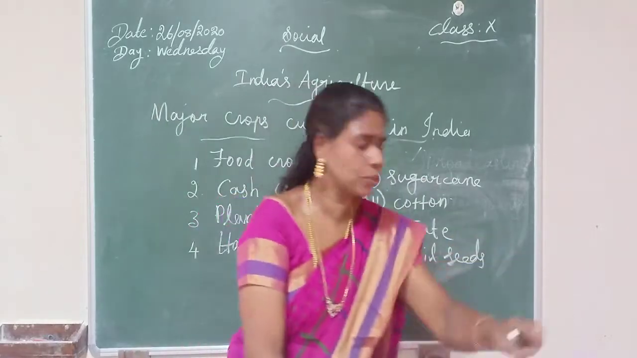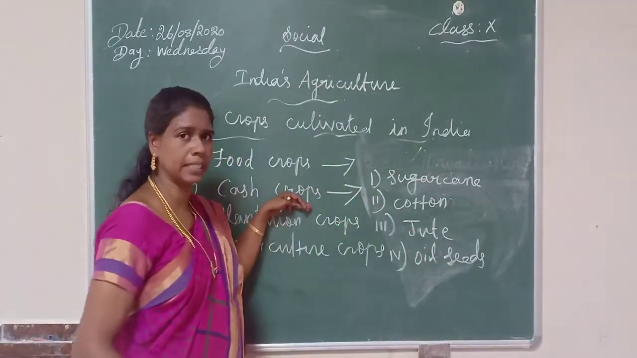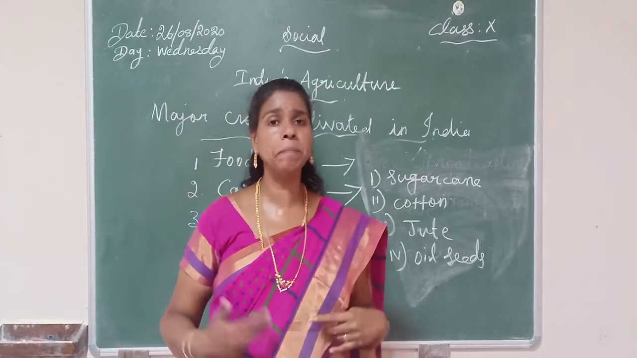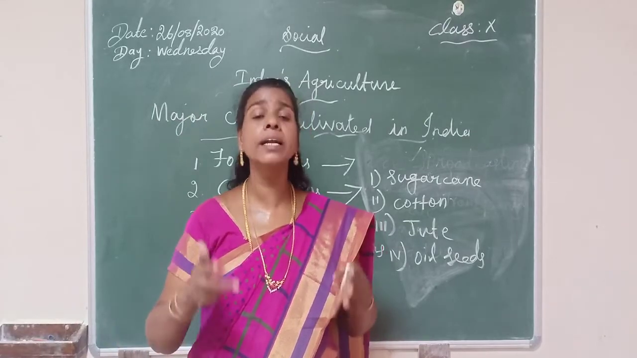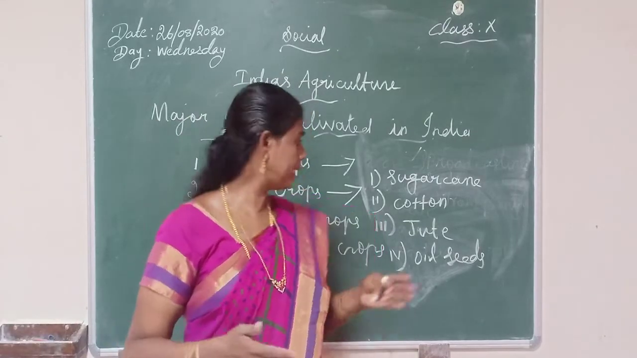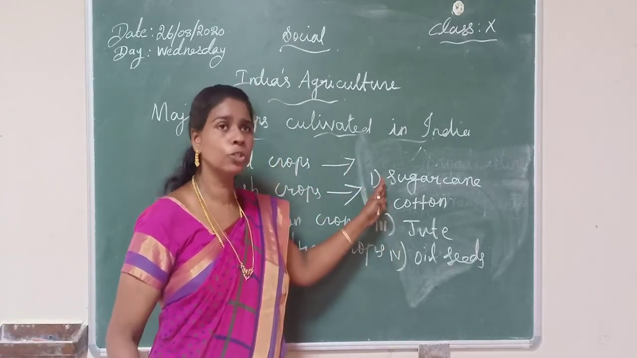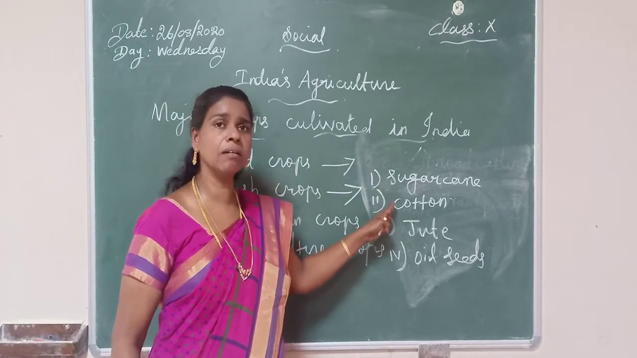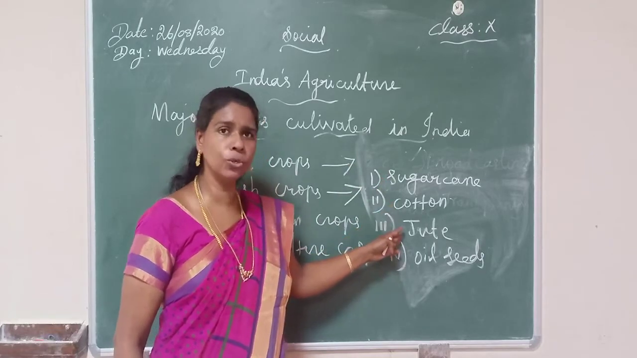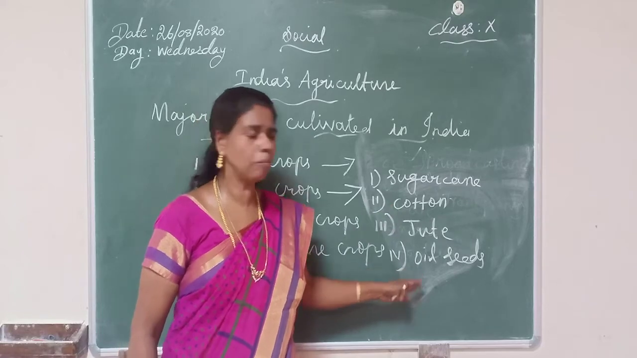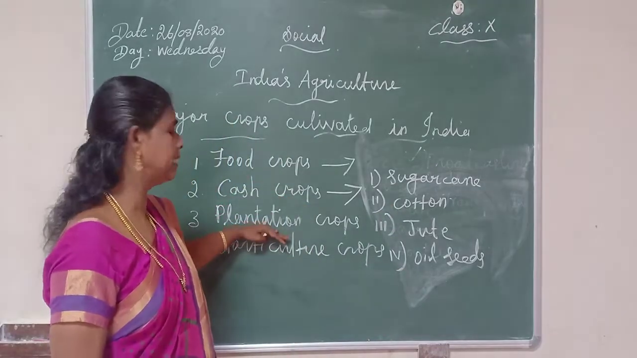Now I hope you understood about cash crops. What is a cash crop? It is a type of crop that people grow to sell, not to eat. There are four varieties of cash crops: the first one is sugarcane, second one is cotton, third one is jute, and the fourth one is oil seeds. Next I am going to explain the third major crops.